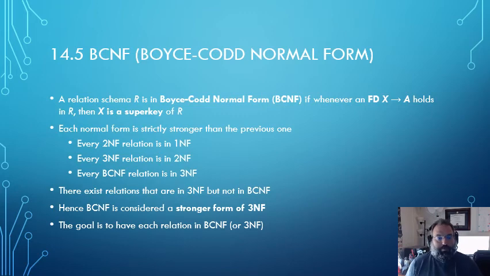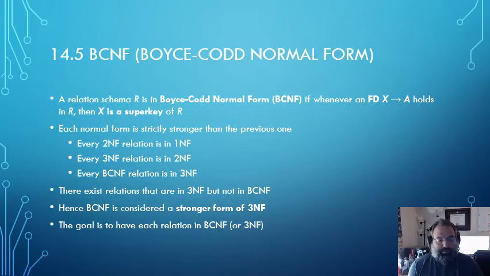Boyce-Codd normal form: a relational schema R is in Boyce-Codd normal form, BCNF, if whenever a functional dependency X implies A holds in R, then X is a superkey of R. Every normal form is strictly stronger than the previous one. A second normal form relation is in first normal form, a third normal form relation is in second normal form, and a Boyce-Codd normal form relation is in third normal form.